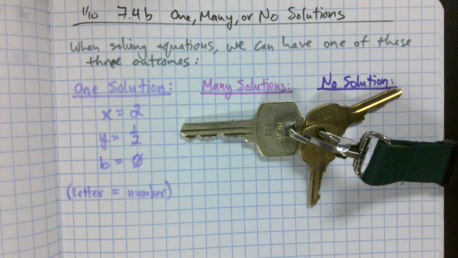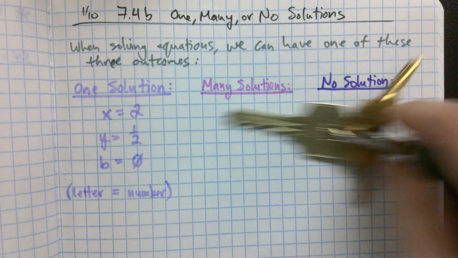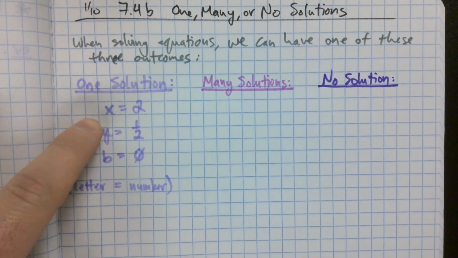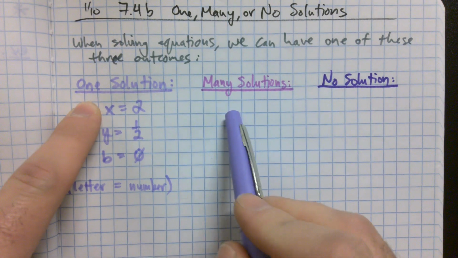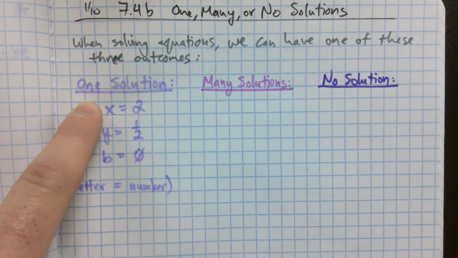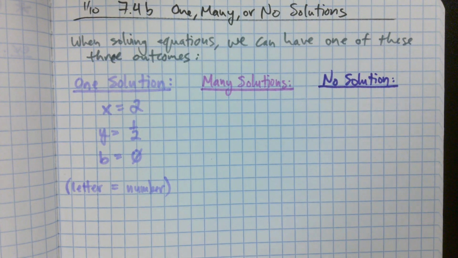So I don't know how keys work, but for some reason mine only opens my door, and Mr. Amy's opens every single door on campus. So my key has one solution, right? It only opens one door. Mr. Amy's key has many solutions. It can open many doors. In fact, all the doors, like I said.